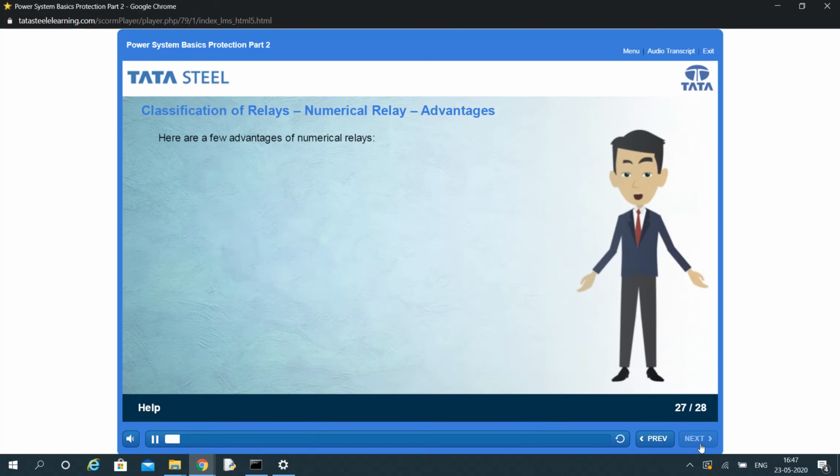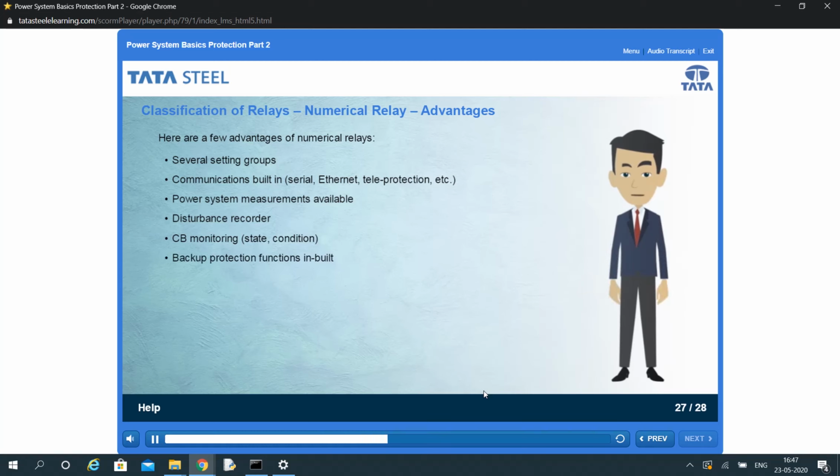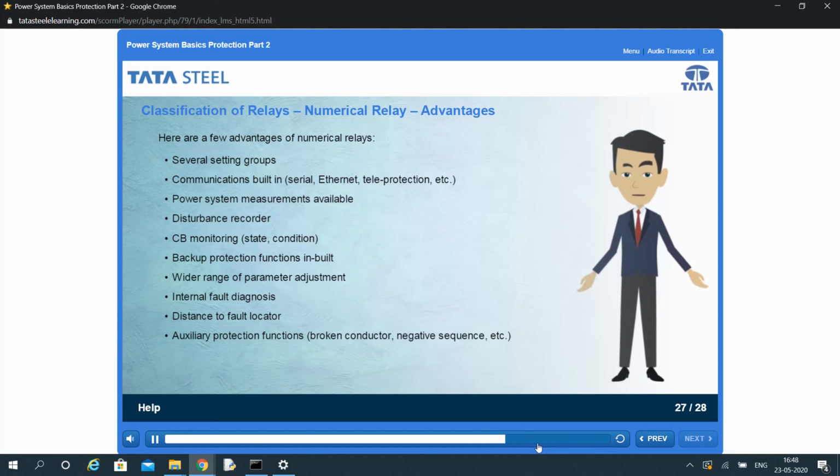The advantages of a numerical relay are as follows. Several setting groups, communications built in like serial, Ethernet, teleprotection, etc. Power system measurements available, disturbance recorder. CB monitoring, which means the state of CB and its condition, and backup protection functions inbuilt. Wider range of parameter adjustment, internal fault diagnosis, distance to fault locator, auxiliary protection functions like broken conductor, negative sequence, etc., user definable logic, consistency of operation times, reduced grading margin.